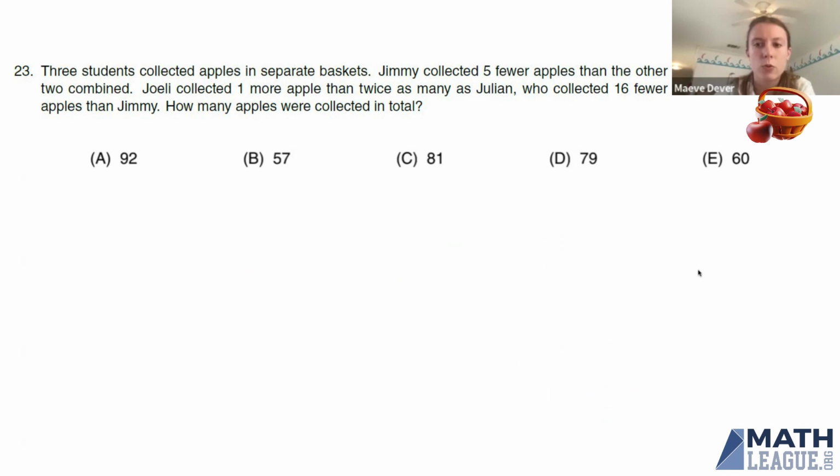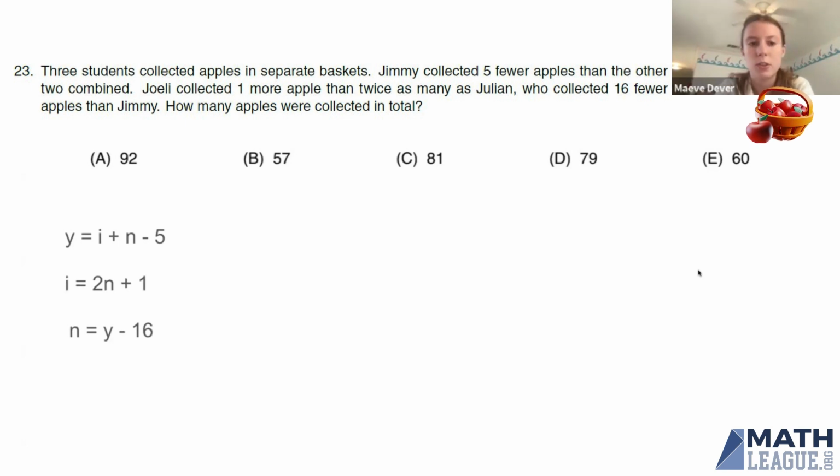So Jimmy collected 5 fewer apples than the other 2 combined. That means Y is 5 less than I plus N. Y is I plus N minus 5. Jolie collected 1 more apple than twice as many as Julian. Twice as many as Julian is 2n. 1 more than twice as many as Julian is 2n plus 1. So I is 2n plus 1. And finally, Julian collected 16 fewer apples than Jimmy, so n is 16 less than y. N is y minus 16.